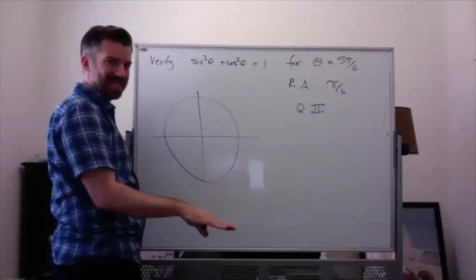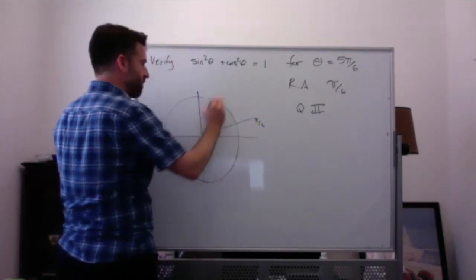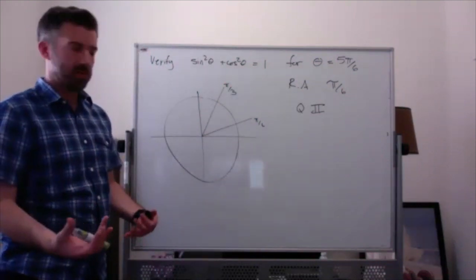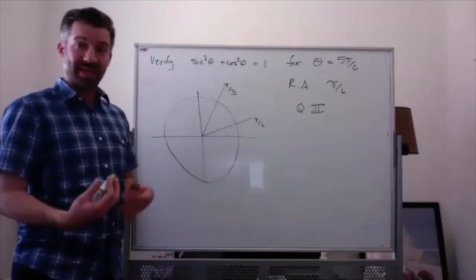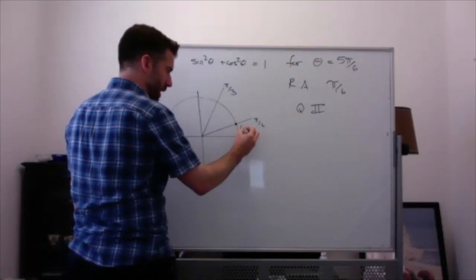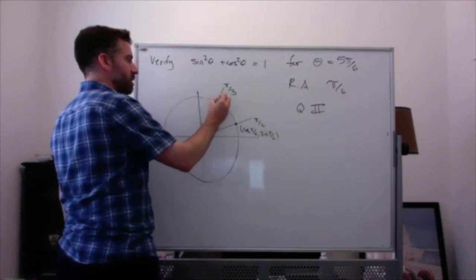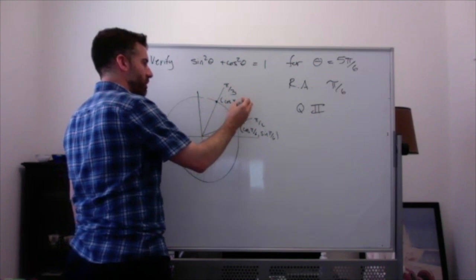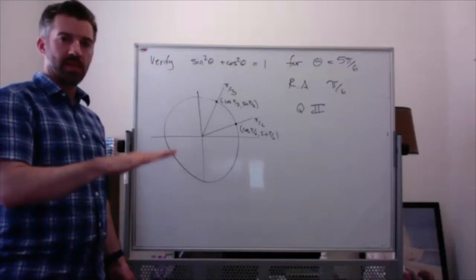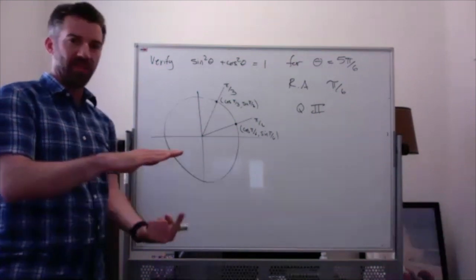So pi over 6 is the lesser angle. Pi over 3 is the larger angle. And we know that cosine and sine are respectively the x and y coordinates. So this is cosine pi over 6, comma sine pi over 6. And here this is cosine pi over 3, sine pi over 3. So the reason I do this is because when I do this, I know that I'm going further out than I'm going up.